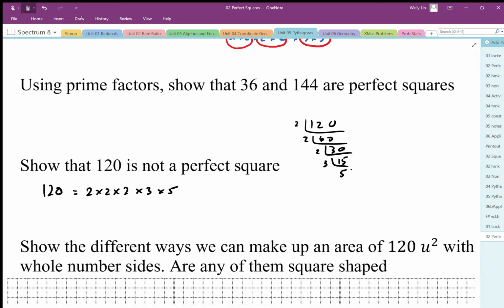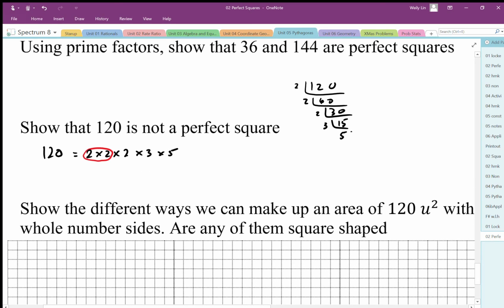And we cannot put this into groups of 2. Okay, we have a pair here, but we have a whole bunch of leftover pieces. So this is not a perfect square. It's close to a perfect square. It's close to 121, which is a perfect square, but 120 is not a perfect square.